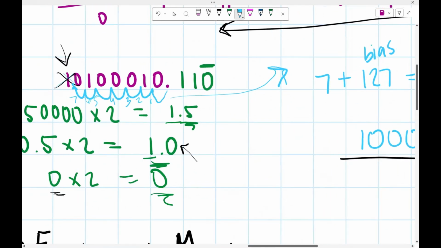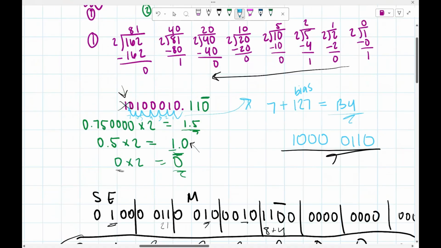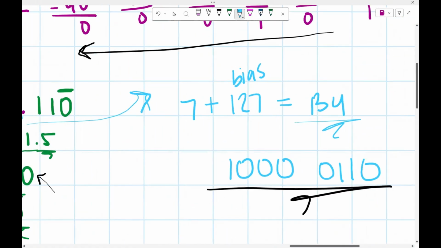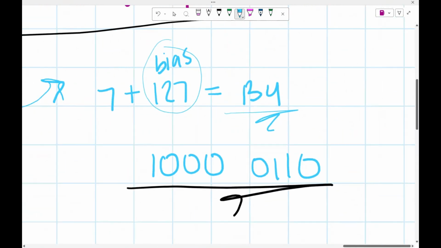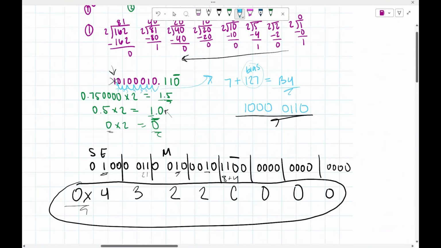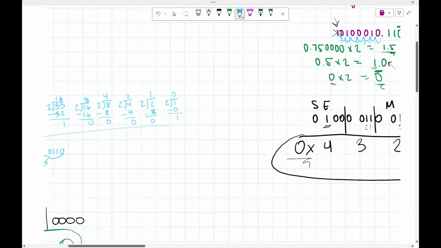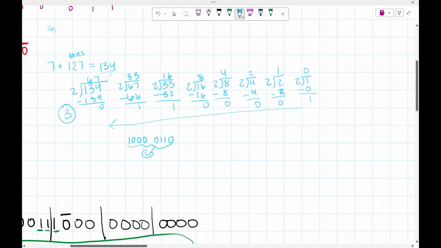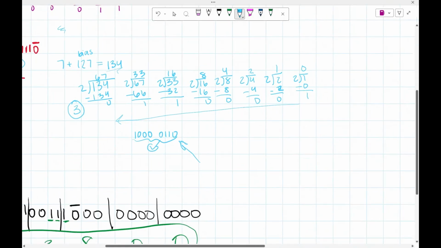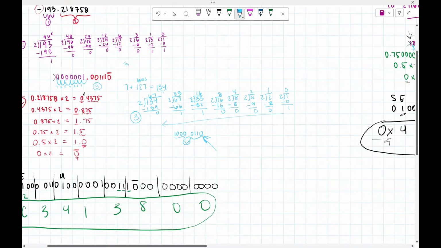Okay, so since I moved it 7 times, I went ahead and added 127 to 7, 127 being our bias again. Please don't forget that. Then I got 134, and that's the same we got over here. So just to save time, I didn't do the division process. I just got our answer from here since it's also 134.